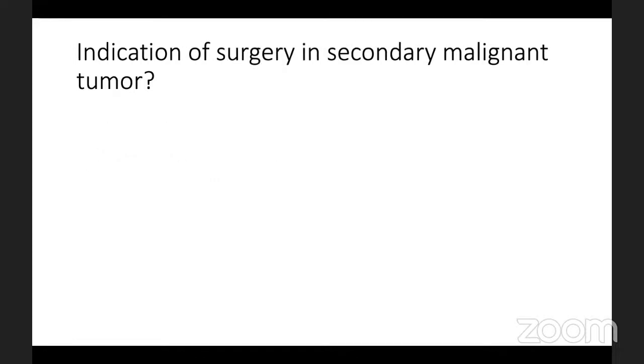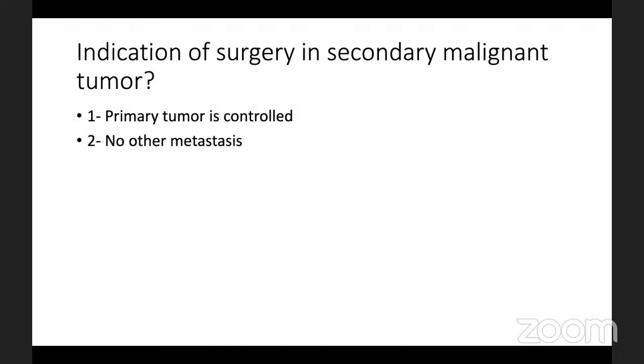Okay, indication of surgery in a secondary malignant tumor. Meaning, for example, a patient with lung cancer that metastasized to the heart. When would you operate? One, if the primary tumor is under control. If there is no other metastasis other than the heart, again, if it's resectable, and if the life expectancy is more than 1 year.